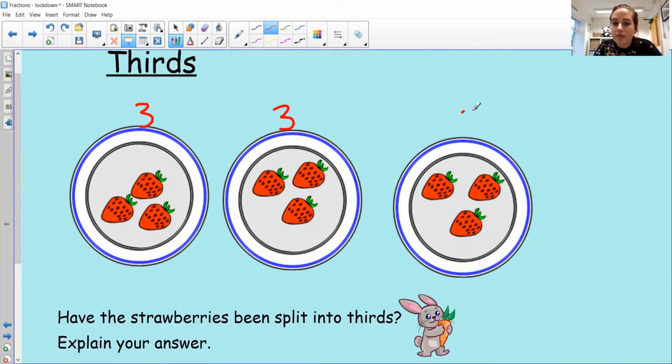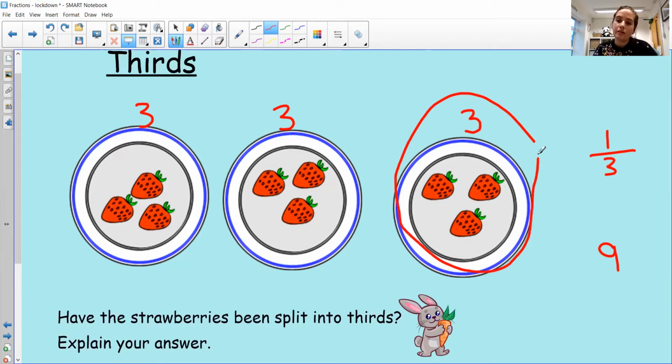Now I can count up in 3s, and if you can, join me. So in total, there are 3, 6, 9. There are 9 in total. And in 1/3, 1 part out of 3, there are 3 strawberries. Excellent.